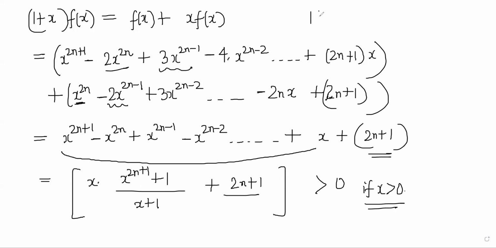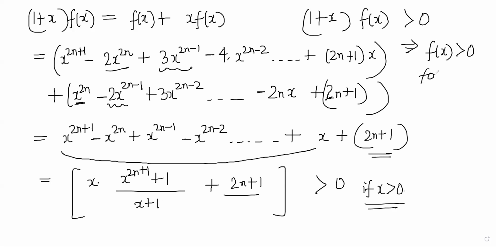So what we have seen is that 1 plus x times f of x is greater than 0 for x greater than 0, which implies f of x is greater than 0 for x greater than 0. So we have now shown that f of x is greater than 0 in all the cases, not just for x less than 0, but also for x greater than 0. So that concludes our proof. Let's look at the next problem.